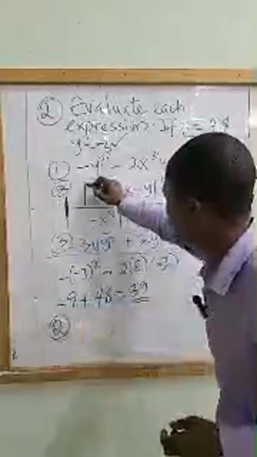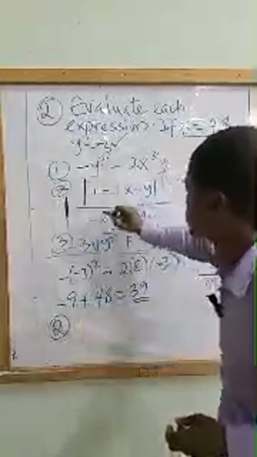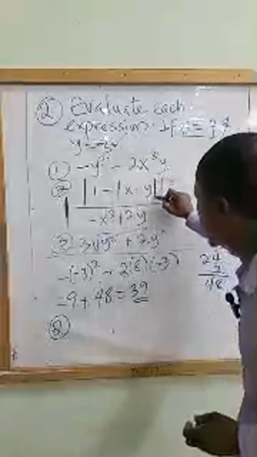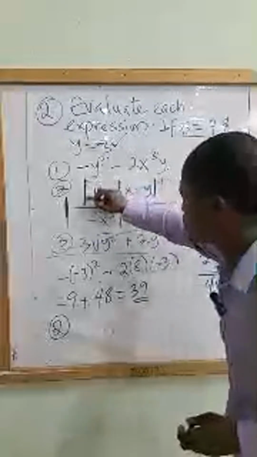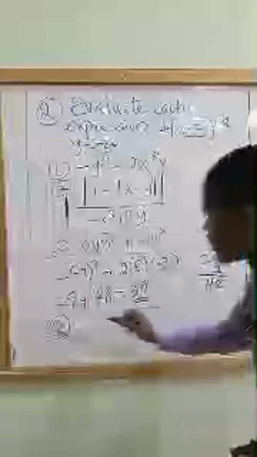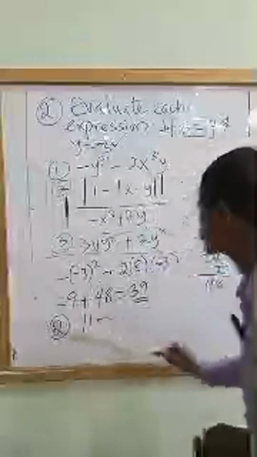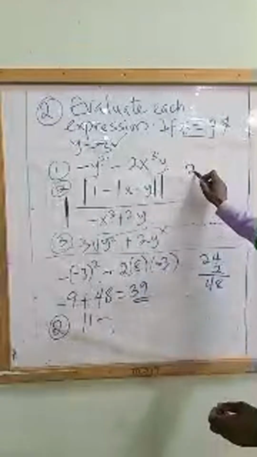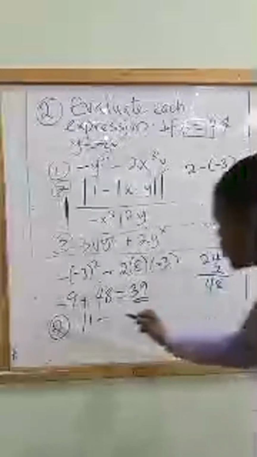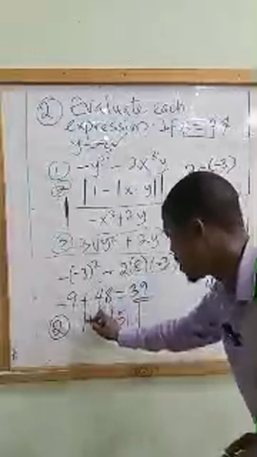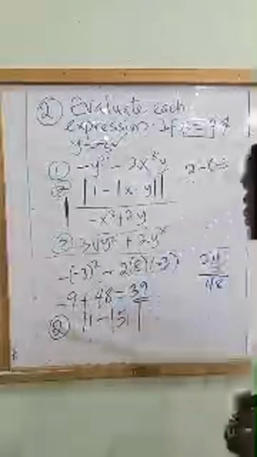Number 2. This one is absolute value. This line, absolute value of 1 minus absolute value of x minus y, and then this absolute value closes at this end. Okay, so we're going to do the same thing. 1 minus this one, x is 2, so 2 minus 3. So that's giving us what? Absolute value of 5. Okay, this one here, and close it in this place.